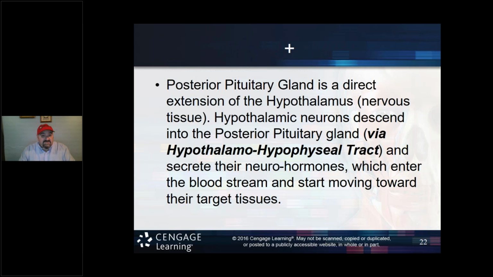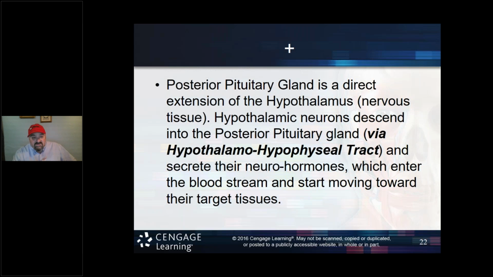Okay. Now, this posterior pituitary gland, the neurohypophysis, is a direct extension of the hypothalamus, so it's nervous tissue. Hypothalamic neurons descend into the posterior pituitary gland via the hypothalamo-hypophyseal tract, present within the infundibulum, the pituitary stalk, and secrete their neurohormones, which enter the bloodstream and move toward their target tissues. So know that the posterior pituitary is not synthesizing hormones. The hypothalamus is, and it's releasing them through the neurohypophysis.